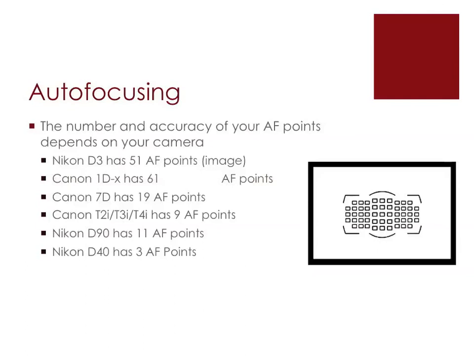Now, how well your camera does this depends on your camera, and how many focus points it has depends on the camera. A flagship Canon or Nikon camera has 51 or 61 autofocus points, all the way down to a Nikon D40, the entry-level Nikon, which has 3 autofocus points. So you will be limited by the equipment.